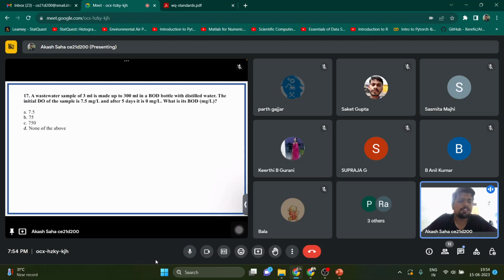So within 5 days we have used up the total 7.5 milligram per liter of dissolved oxygen. Okay, what if the dissolved oxygen has been finished on the fourth day itself or the third day itself? Then how will we know that it is the actual BOD of the system?